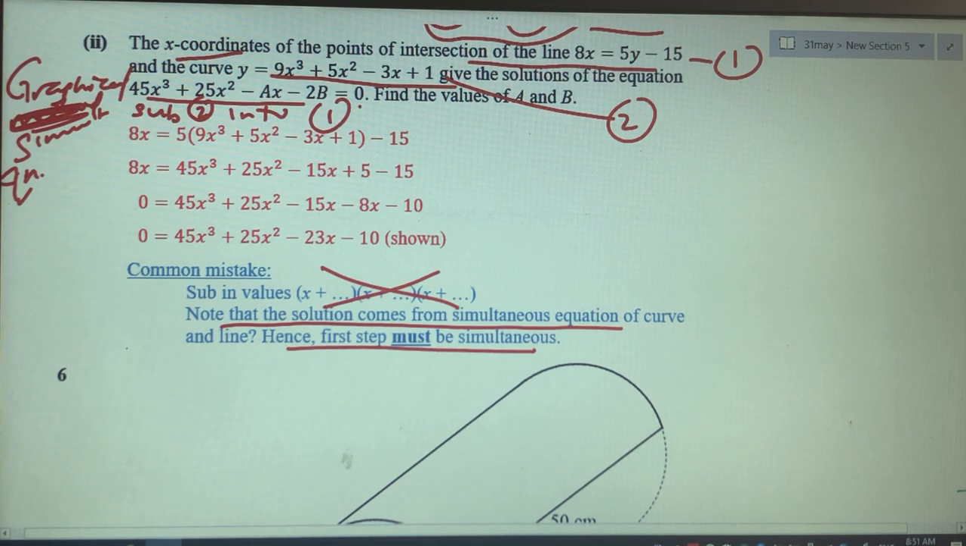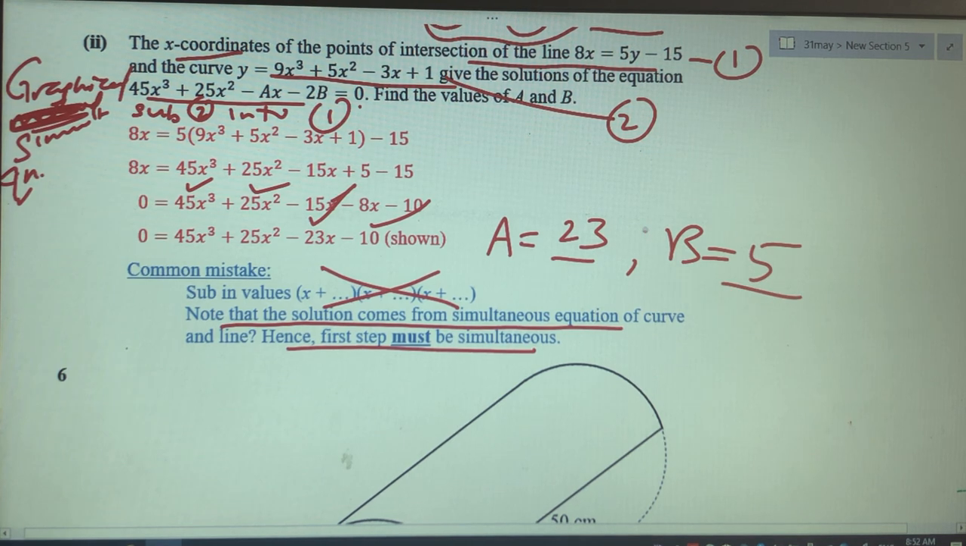What you do is, you have to sub in here, and then you manipulate until you get the x cube, x square, x and a number. Then you can find the value of A and B. A being 23, B being 5, right? Okay, you go work it out. So that is how you should do it.